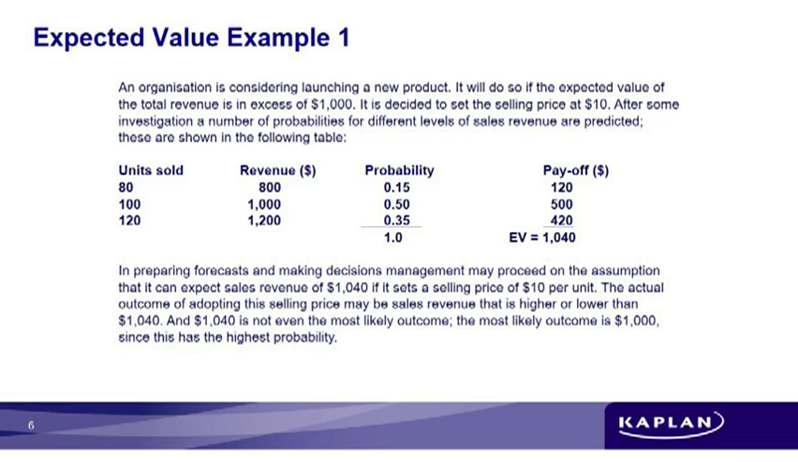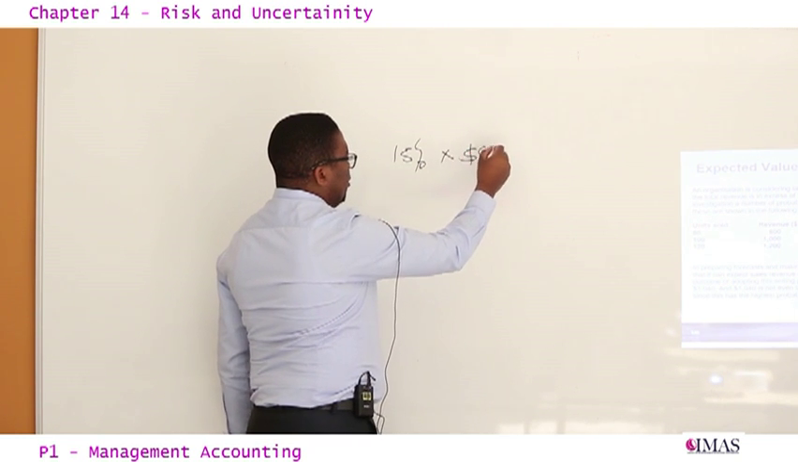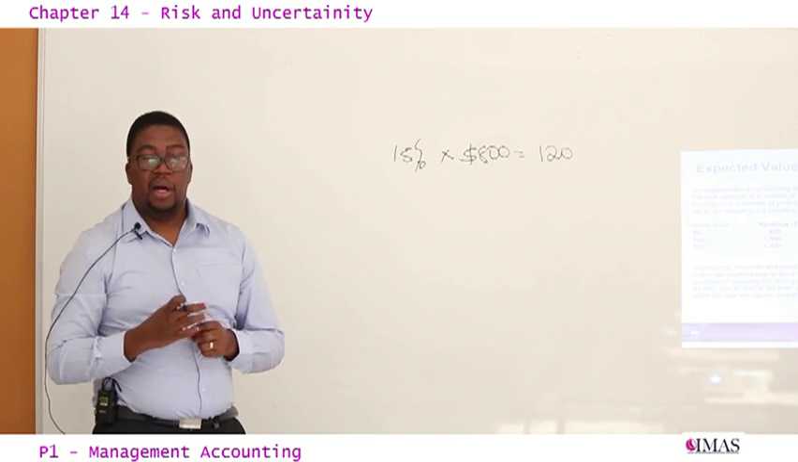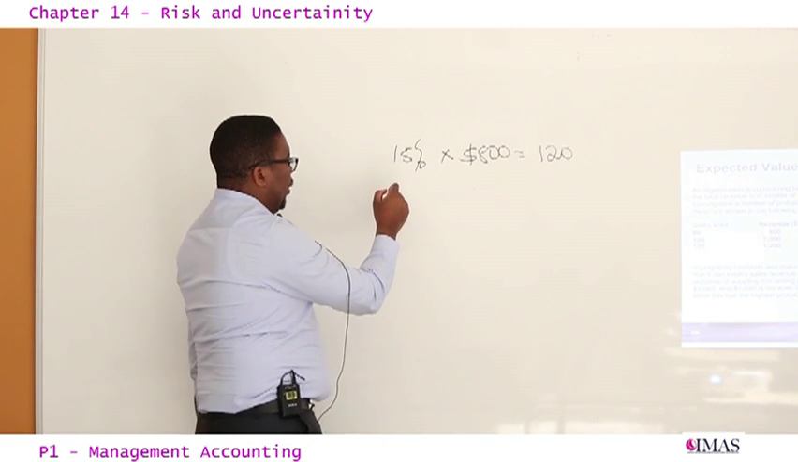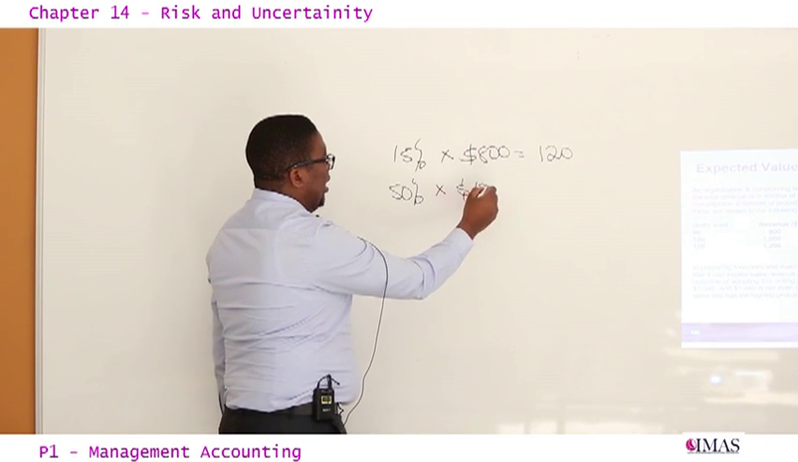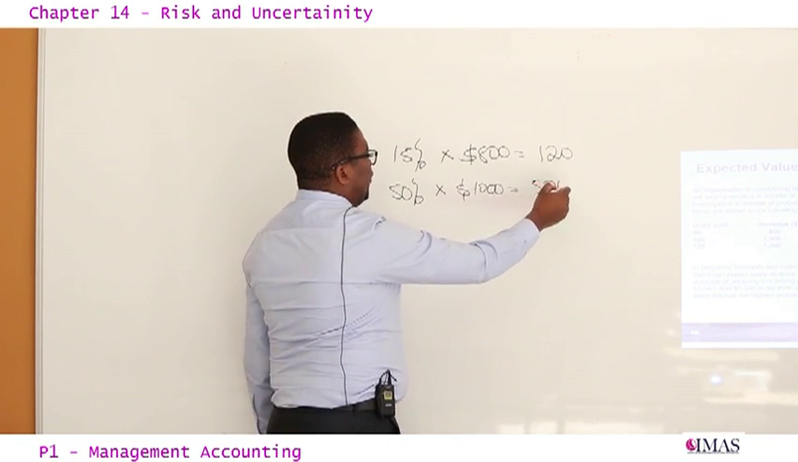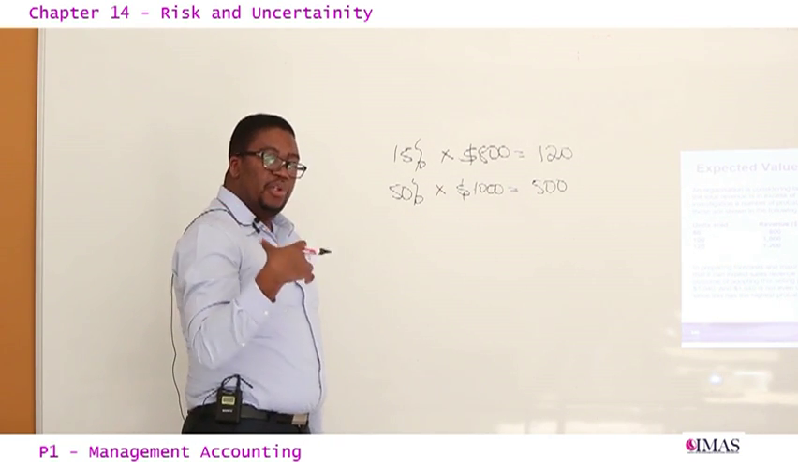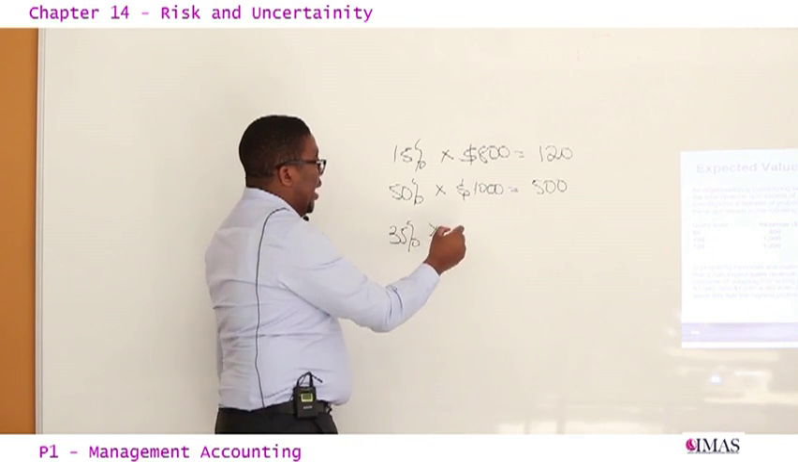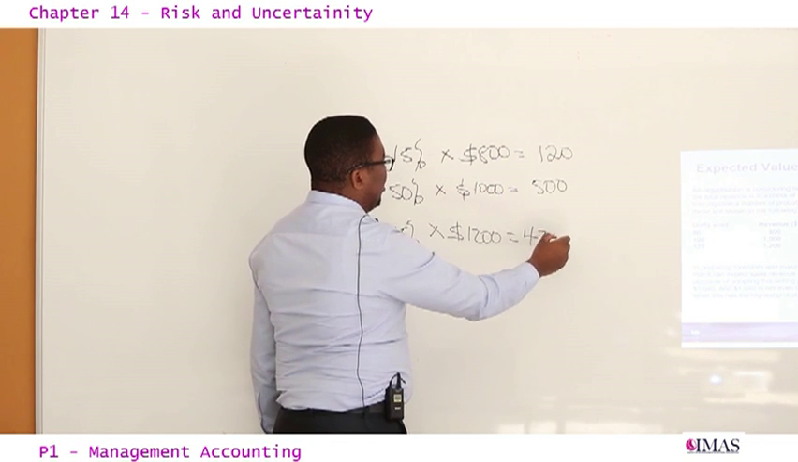Therefore, take your 15%, multiply by the $800, and you're going to get 120. That is the possible outcome. The second one, you will take 50%, multiply by $1,000. And what is that going to give you? That is going to give you 500 in terms of the possible revenue that you're going to generate. And then lastly, you're going to take 35%, multiply by $1,200, and that will give you 420.